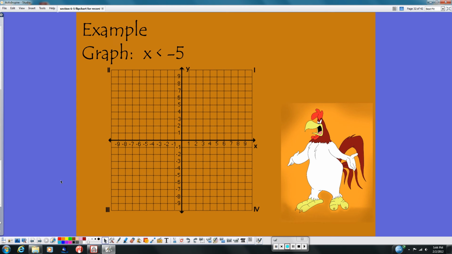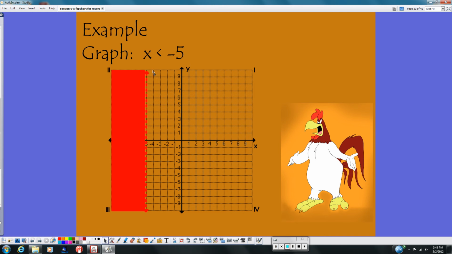So, we're going to graph the inequality x is less than -5. We're going to graph as if we had x equals -5. So if we had x equals -5, we would go on our x-axis over to the -5 and draw a vertical line. In this case, it's a dotted line because it's not underlined. Less than goes to the left, so we shade to the left.